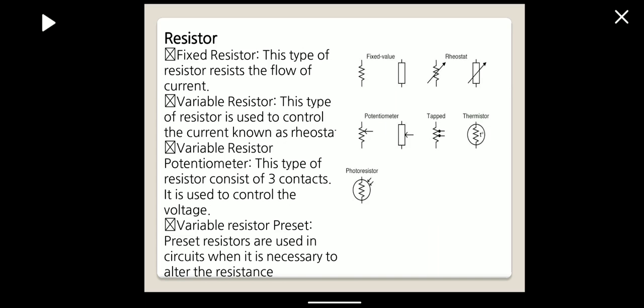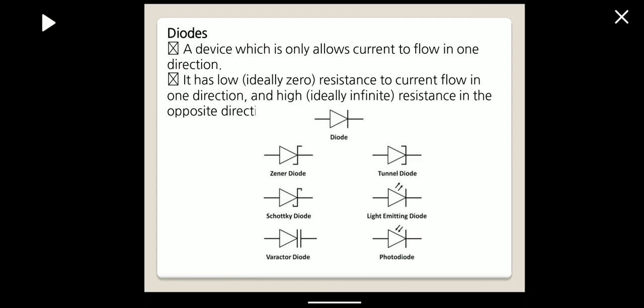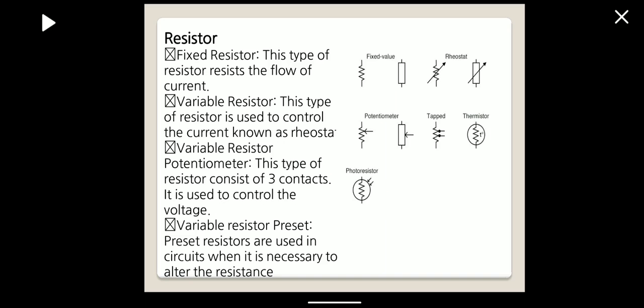Next, the symbol for the resistor. Resistors have different types. First one is the variable resistor, second is fixed resistor, then potentiometer, then variable resistor preset. So these are the different types of resistors. First is fixed resistor. This type of resistor resists the flow of current. Second, this type of resistor is used to control the current, known as a rheostat. This is also called a rheostat.